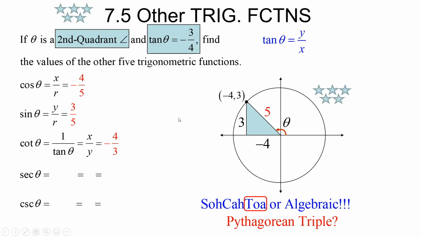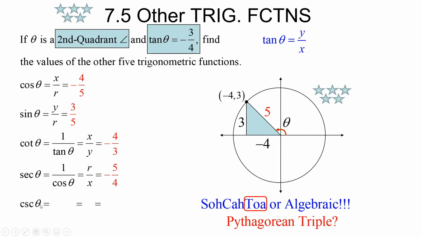Okay, secant of theta. Well, the reciprocal relationship, that is 1 over cosine of theta. All right, and since cosine of theta is x over r, 1 over x over r would be r over x. All right, so now algebraic definition, the radius is 5, my x coordinate is negative 4, that'd be negative 5/4. Oh, I love this.